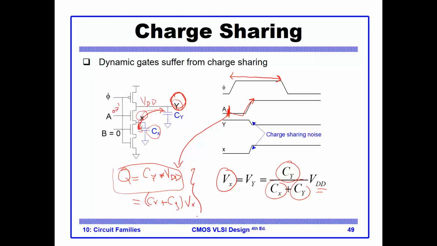Now, this could be problematic if, say, for example, Cx and Cy are of equal values. In this case, this can dangerously pull down the output node here to a level that the next gate will interpret as a 0. And it's not a 0. It's basically we're dropping the voltages here because of the charge sharing.